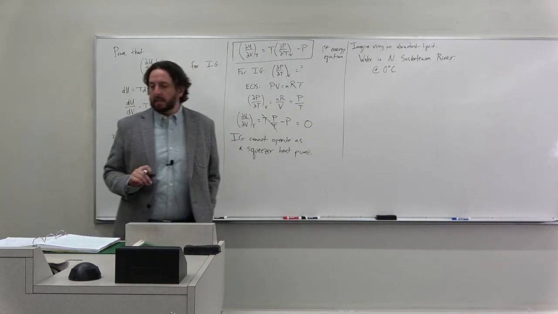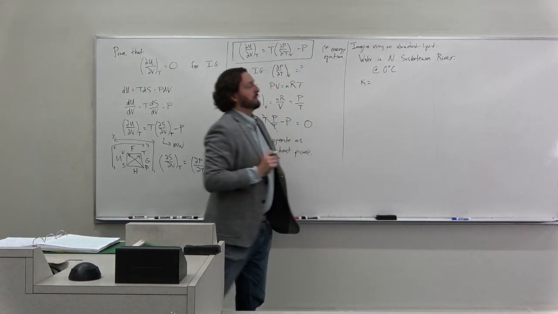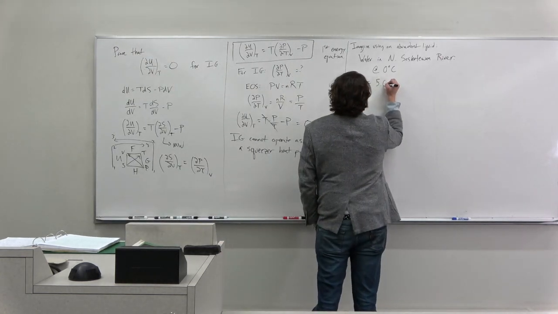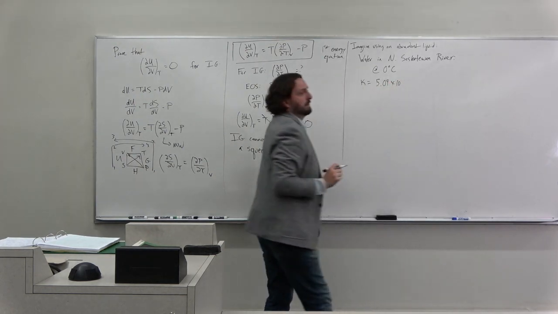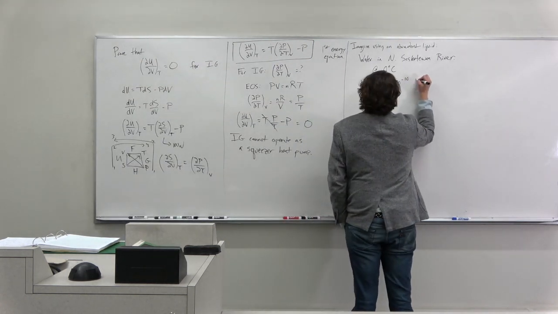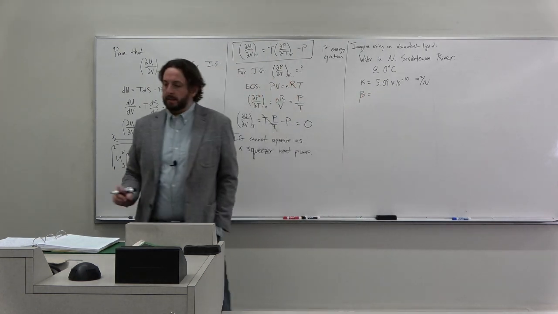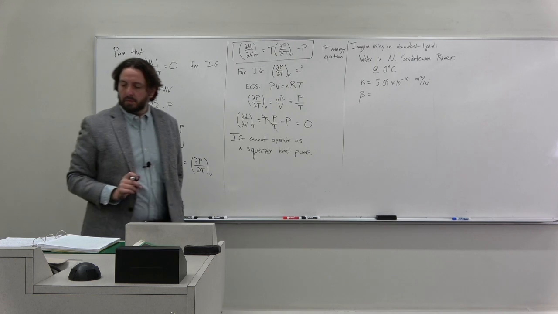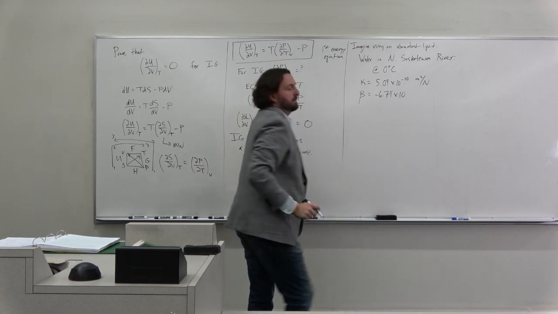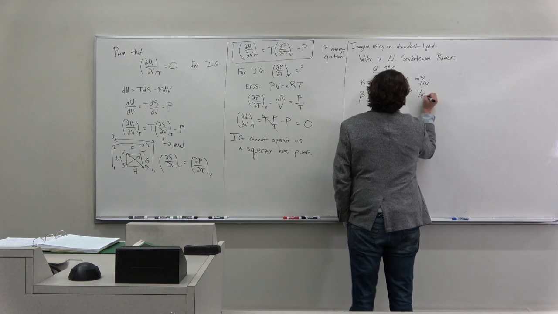Okay, so a couple numbers we're going to need. We know that we're going to need kappa. So that's going to be 5.09 times 10 to the minus 10 meters squared per Newton. And we're going to need beta, and that is minus 6.79 times 10 to the minus 5 inverse Kelvin.